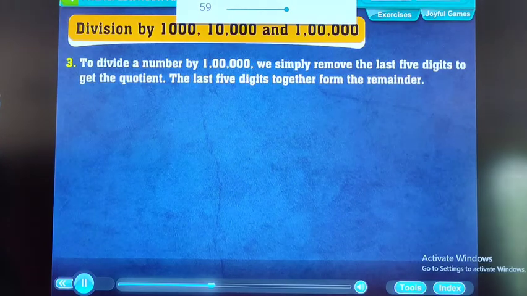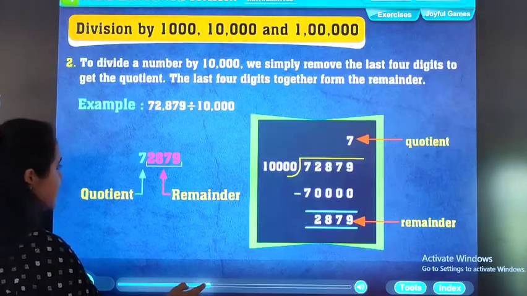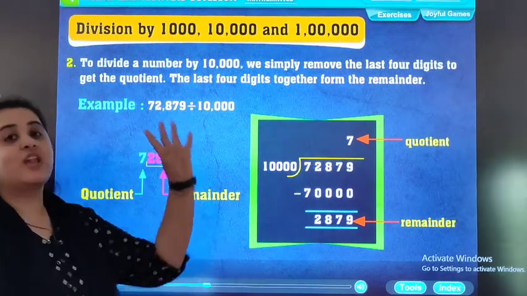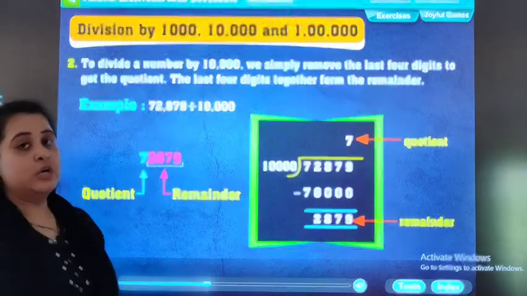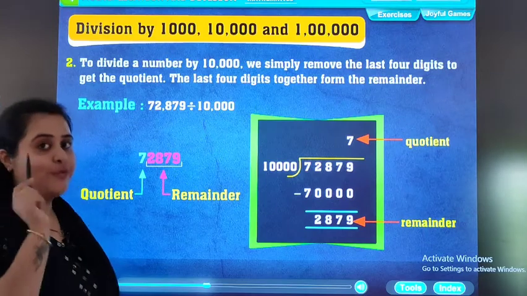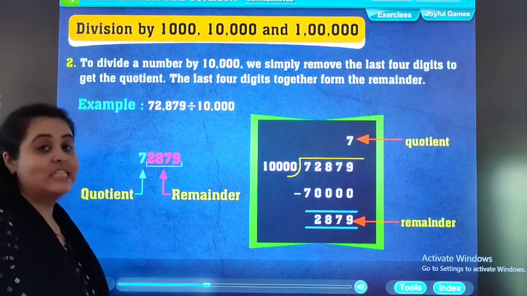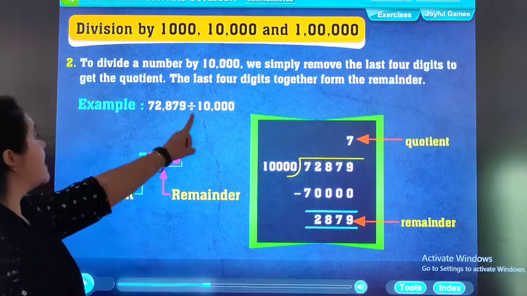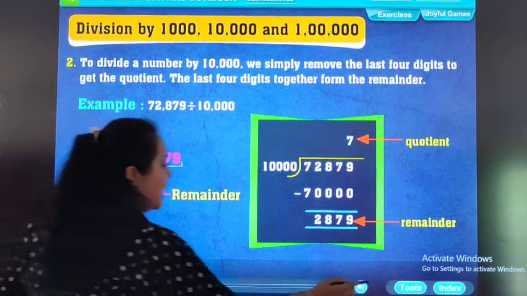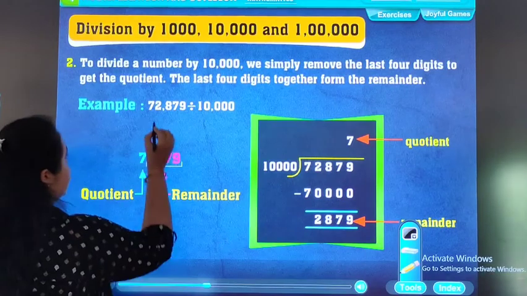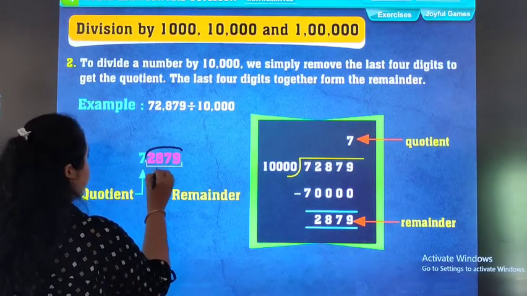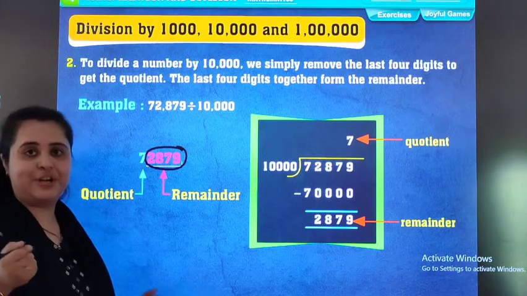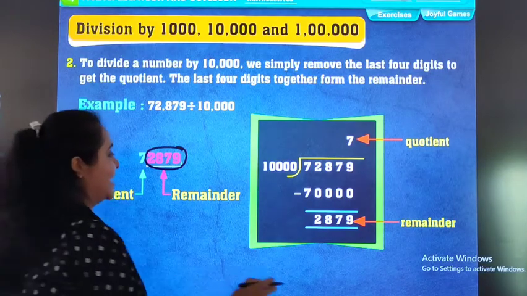To divide a number by 1 lakh. Students, what was the second rule? Here is one example. That is 72,879 is divided by 10,000. What will happen? The last four digits, as you can see, will play the role of the remainder, and the beginning digits will be the quotient. Easy? Exactly. It's very easy.